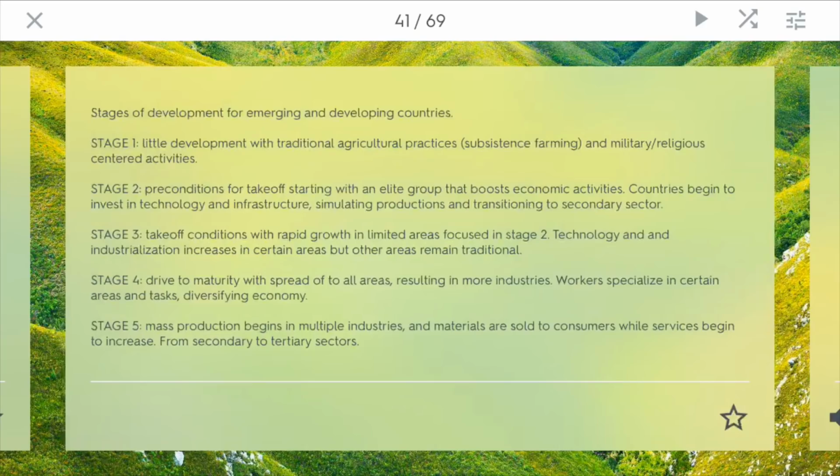Stage 4, a drive to maturity. So this technology starts to spread to all areas. It results in more industries. Workers specialize in certain areas and tasks, and this diversifies the economy. Stage 5, mass production begins in multiple industries, and materials are sold to consumers, and services begin to increase as well. This also shifts the country from secondary to tertiary sectors, and this is really where many MDCs are located today.